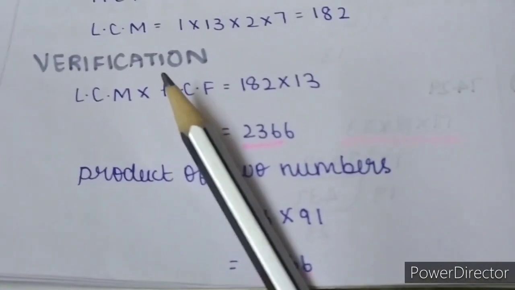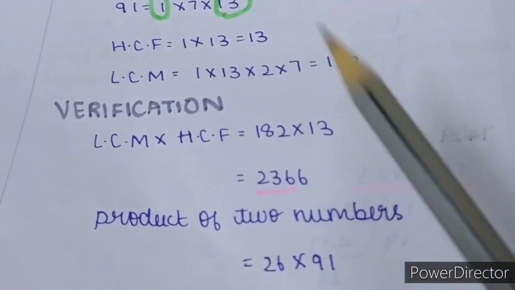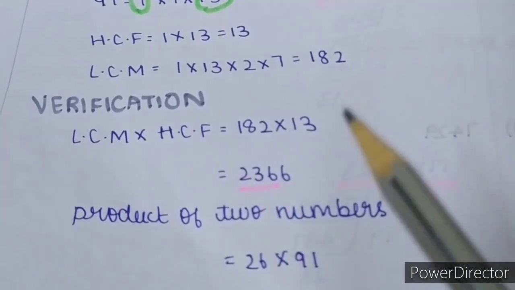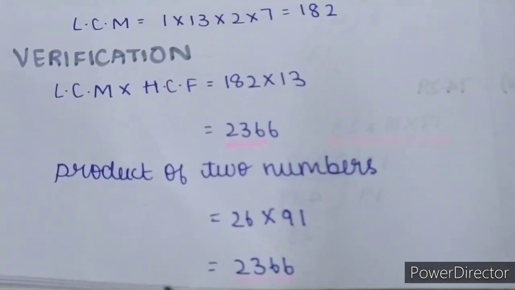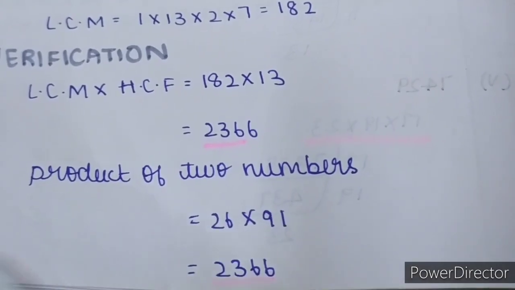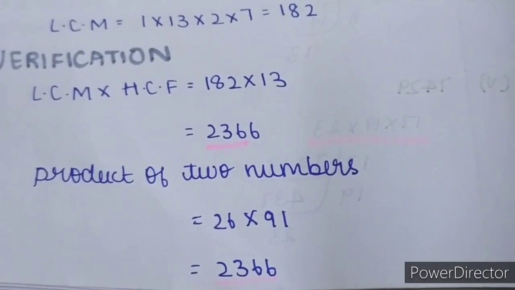So we need to verify that now. As we saw in the formula, LCM into HCF is equal to product of two numbers. First, LCM into HCF. The LCM is 182 and HCF is 13. So 182 into 13 is equal to 2366. Also the product of two numbers 26 and 91 is equal to 2366. So the formula is verified. The LCM into HCF is equal to product of two numbers.